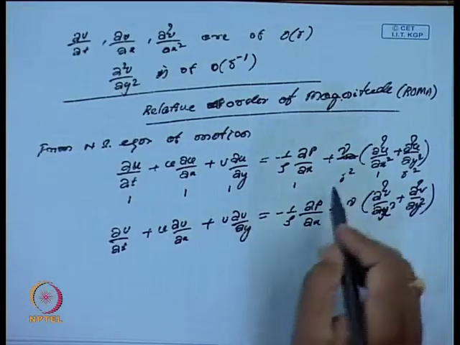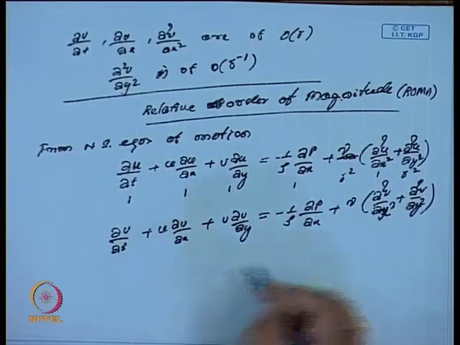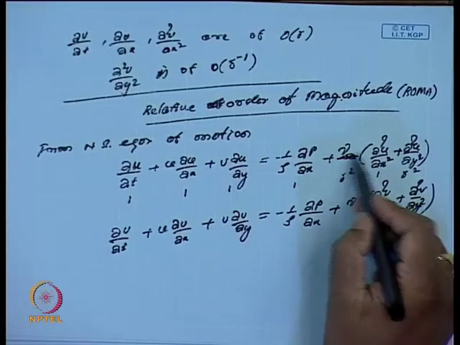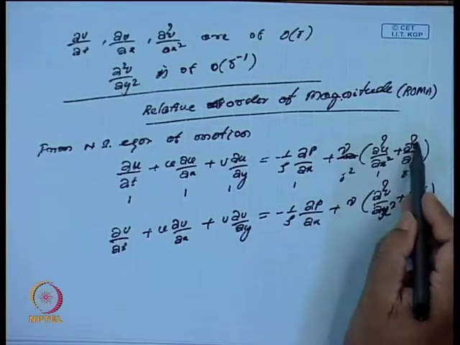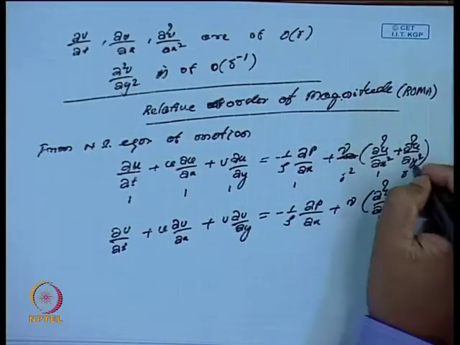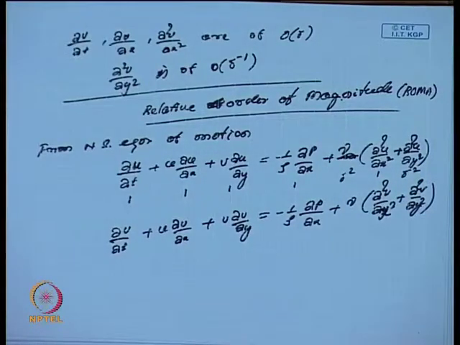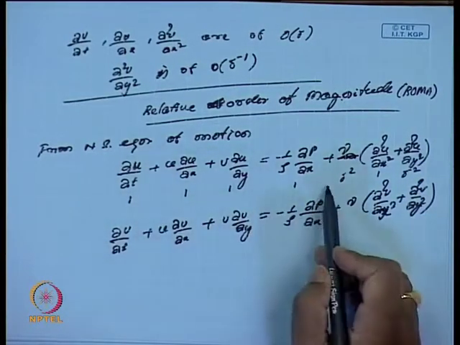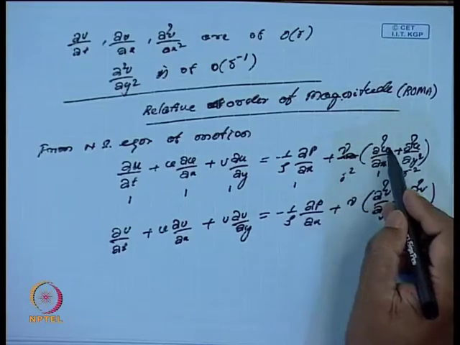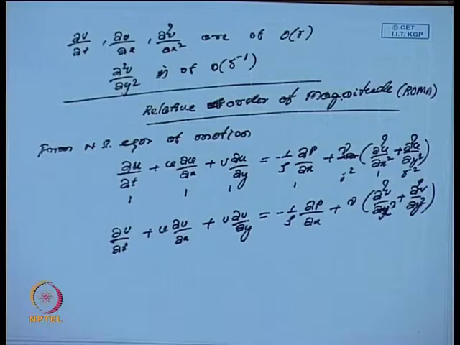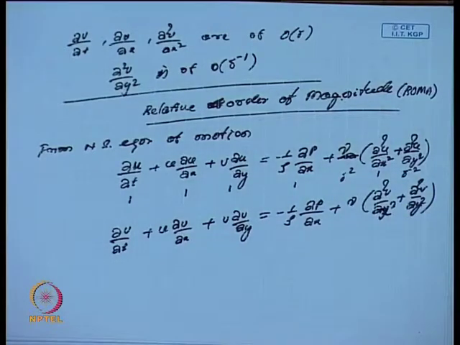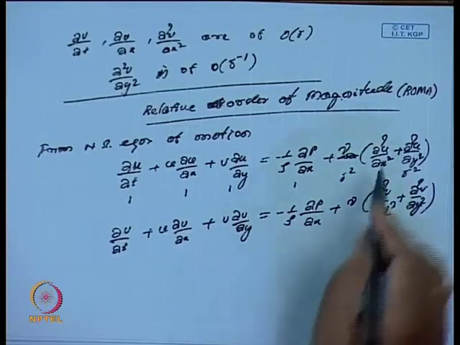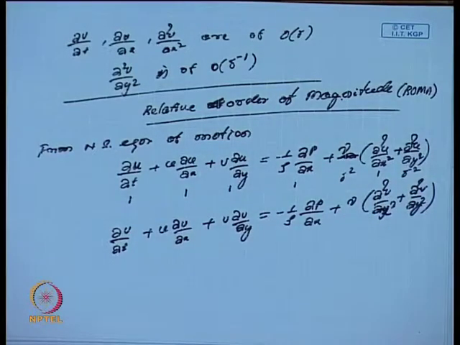So, what will happen if I look at the term here? If I multiply with this, nu del square u by del x square is of order delta square, whereas nu del square u by del y square is of order 1, because delta to the power minus 2 multiplies delta square. So, in fact, all these terms are of order 1 except the term nu del square u by del x square, which is of order delta square. So, this term is a very small term compared to the other terms. We can neglect this term, because delta square will be very small.